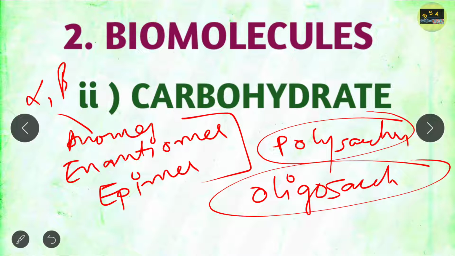And what is reducing sugar, non-reducing sugar, sometimes they ask in the 2 marks question. So this is all about carbohydrate, and mutarotation. You should know all these small things. These are easy and you can do it.